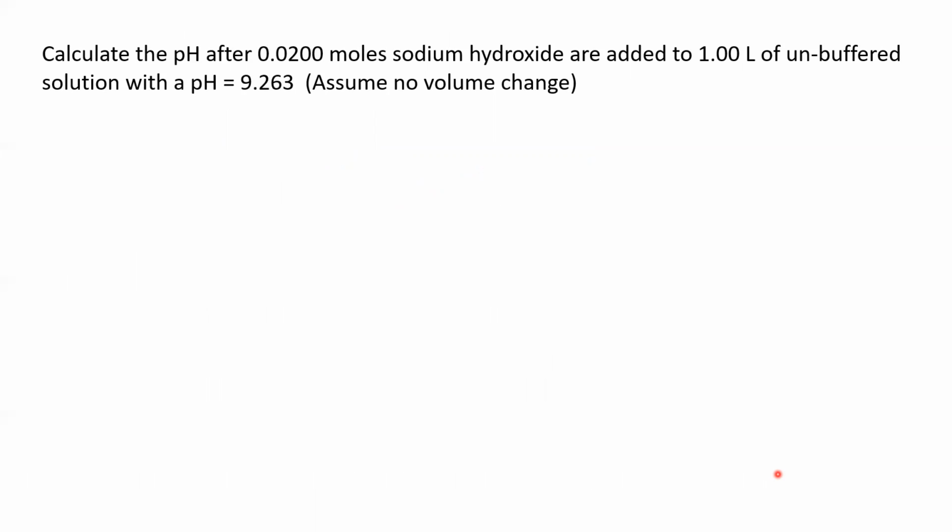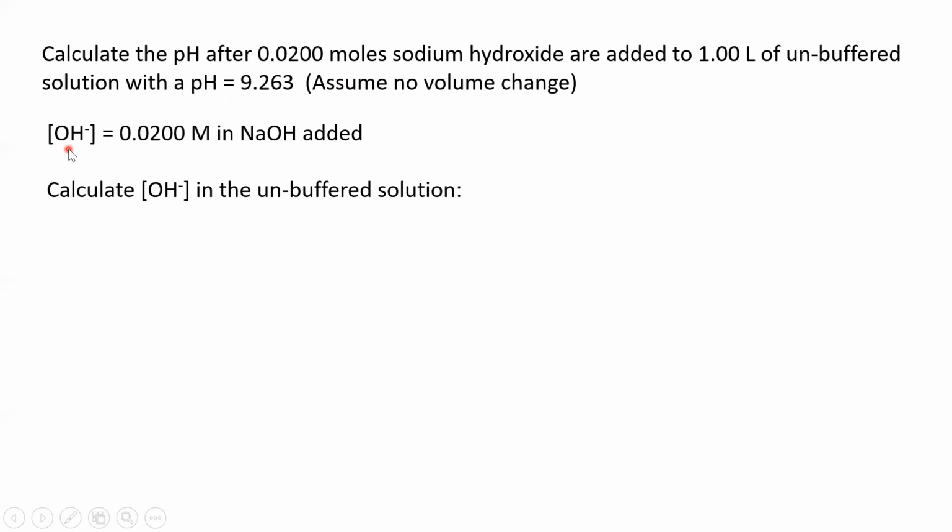All right, so let's look at kind of a comparison. Let's take some sodium hydroxide and add it to an unbuffered solution. That means that we don't have an acid in the solution to react with the sodium hydroxide. And it tells us that the unbuffered solution has a pH of 9.267. Well, the hydroxide ion concentration is going to be 0.0200. It comes from the sodium hydroxide. It's a 1-to-1 ratio. We want to calculate the hydroxide ion from the unbuffered solution.